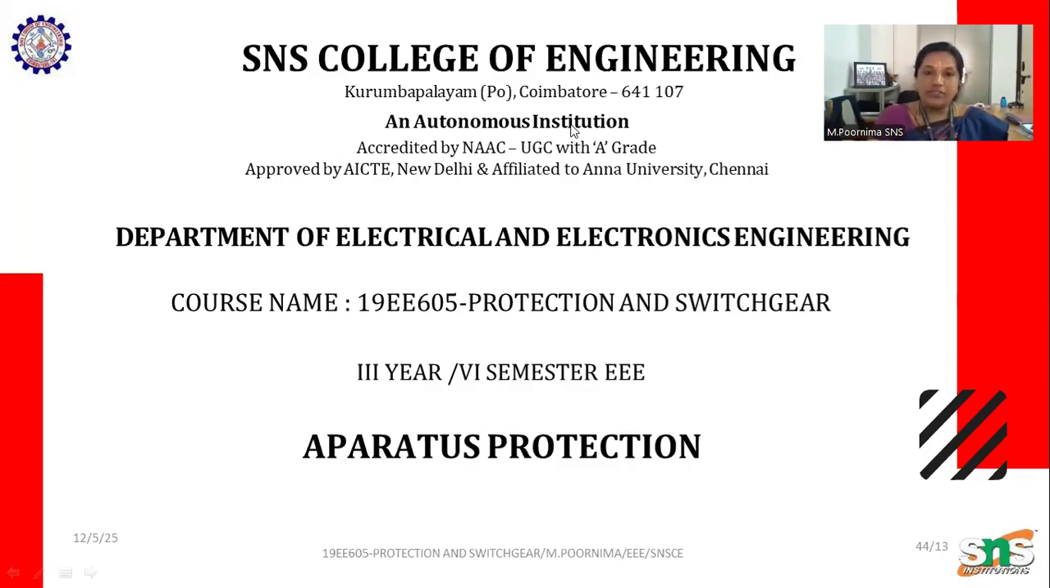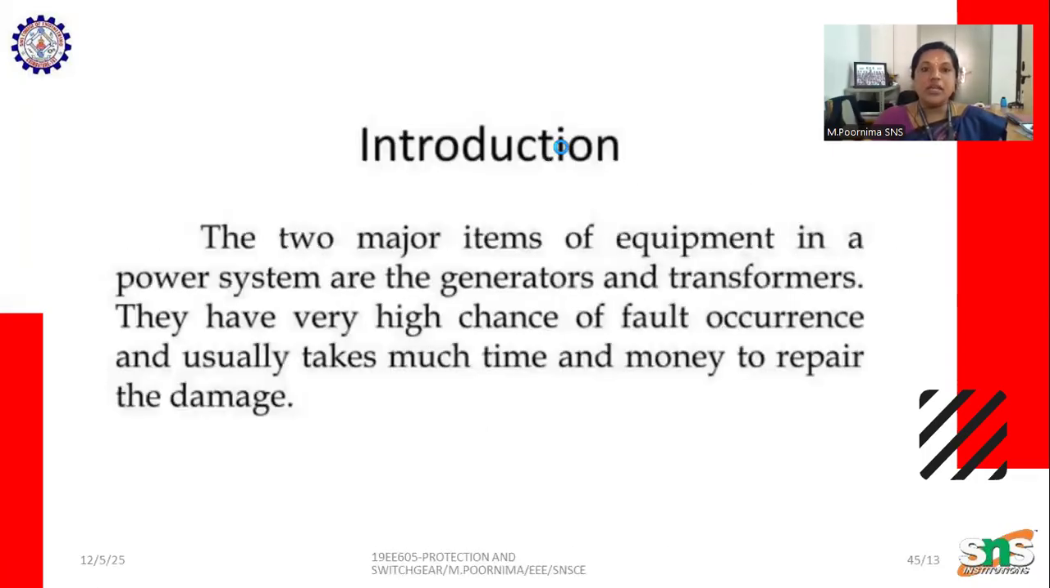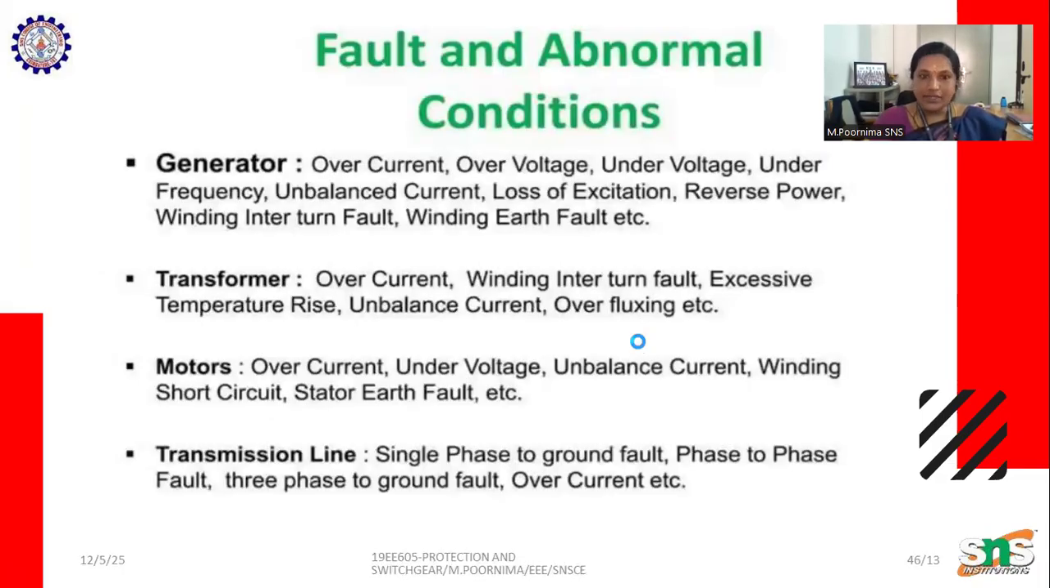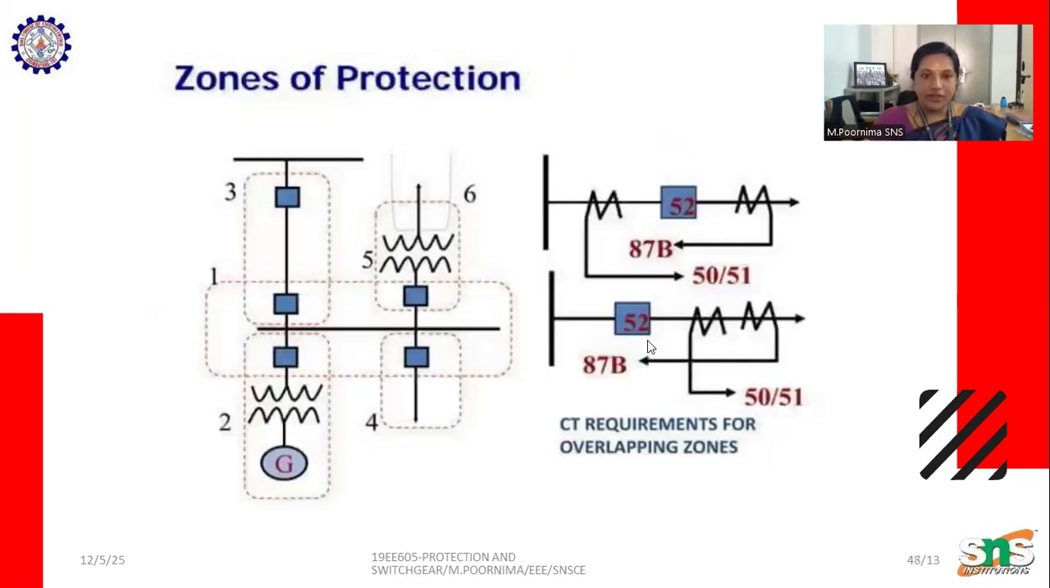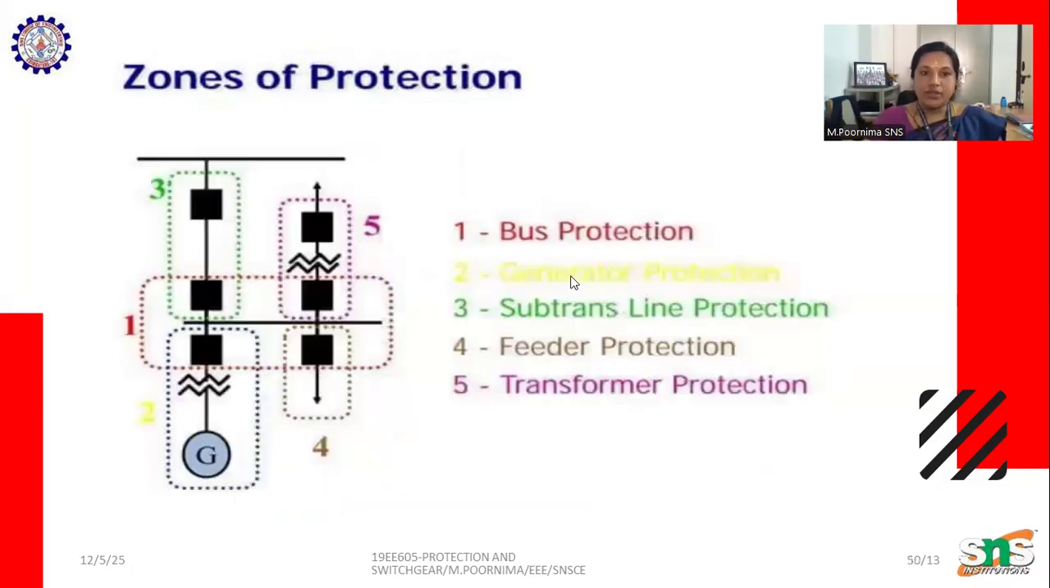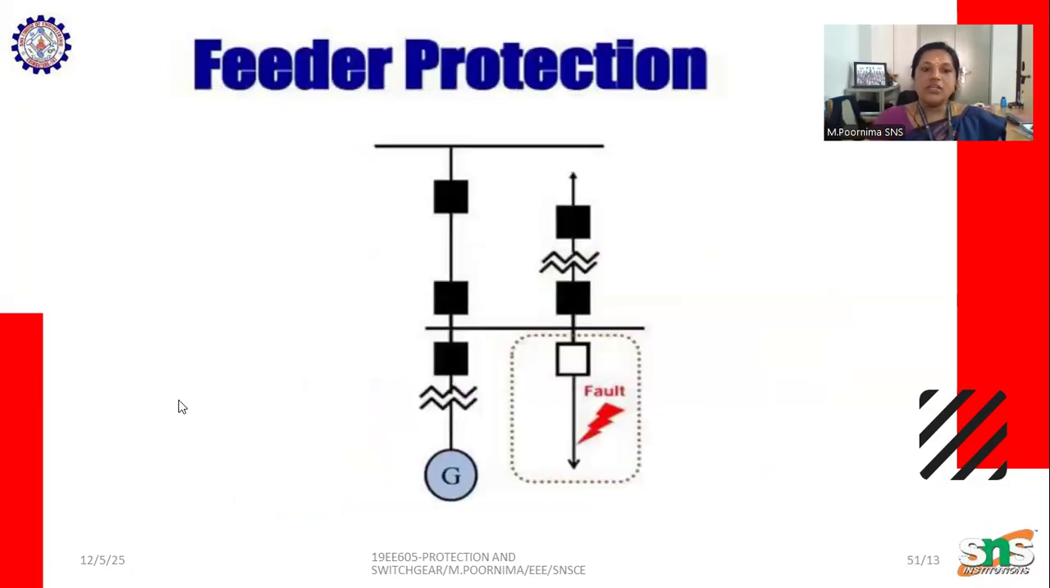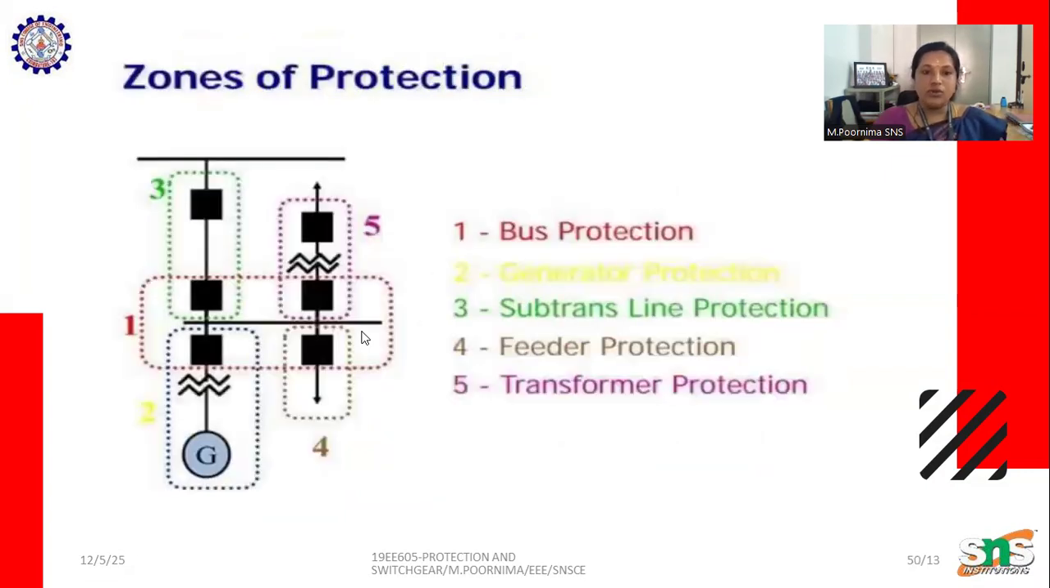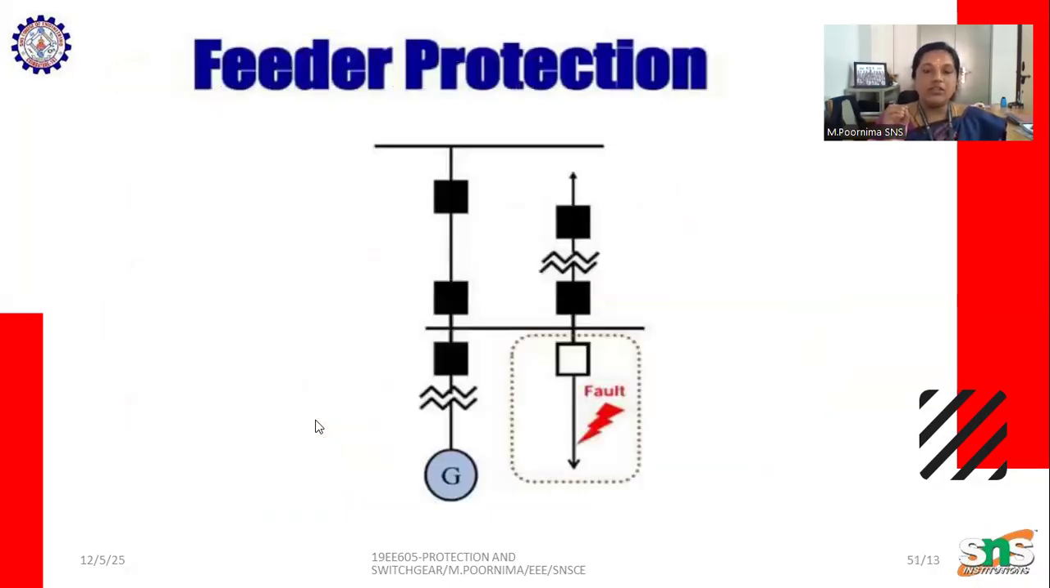In the last class, we saw what apparatus protection is, the introduction about why apparatus need to be protected, what the abnormal conditions are, and what the zones of protection are. Today, we are going to discuss the types of zones of protection. Last class we discussed these points: what are zones of protection? We have 5 zones of protection, and today we can see what the 5 zones of protection are. Come, let's go into the video.